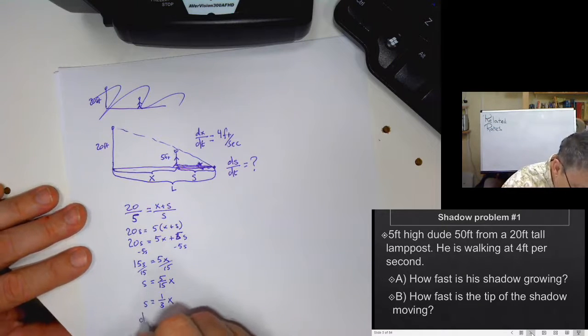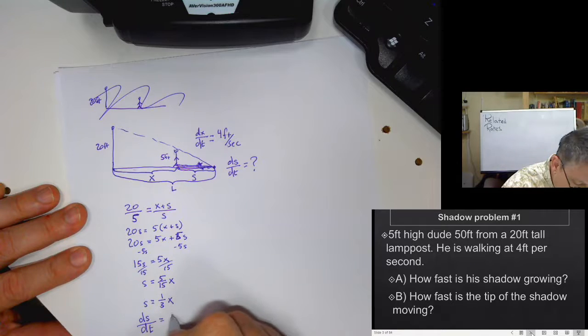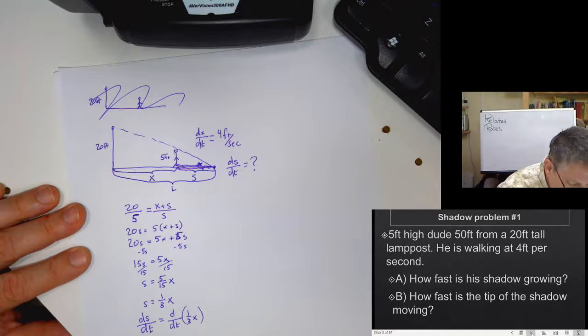So we're trying to find ds/dt with respect to time. So then we have to take the derivative of this side with respect to time, right? The 1/3 goes outside.